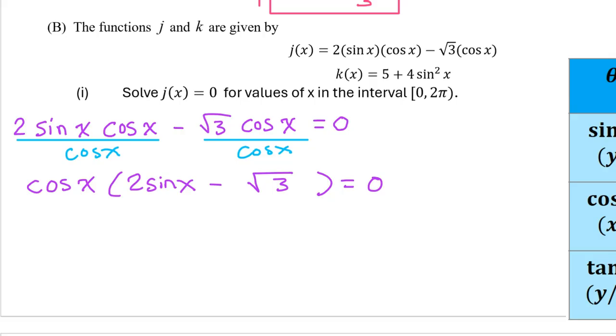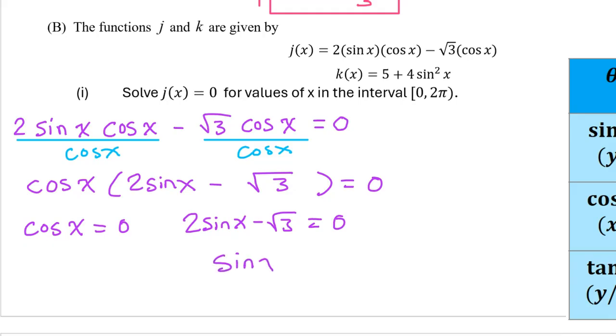Next, we can continue solving by setting each one of these factors equal to 0. So we will have the cosine of x is equal to 0. And 2 sine x minus radical 3 is equal to 0. I think you can do the following algebra in your head. I'm going to add radical 3 to both sides and divide by 2. So that gives the sine of x is equal to radical 3 over 2. So I'm going to erase this step. I feel like we can go straight here.